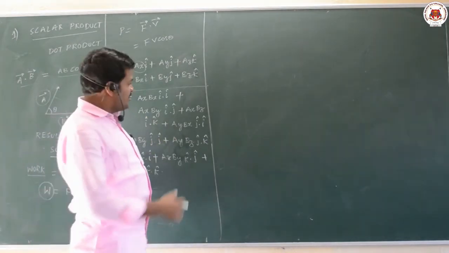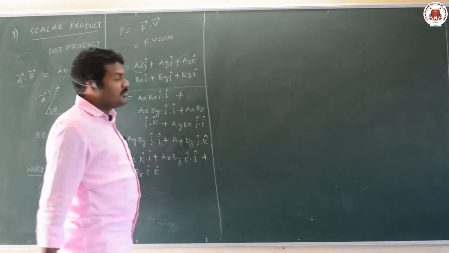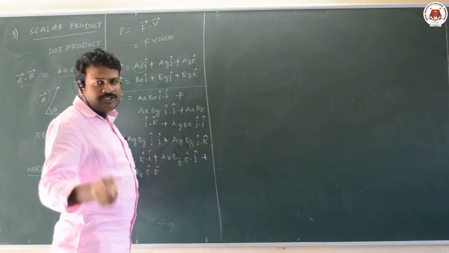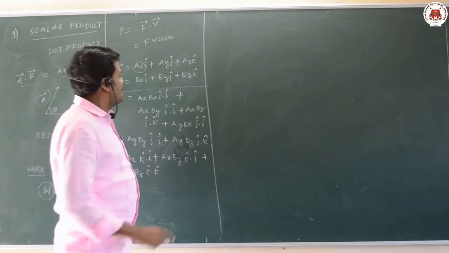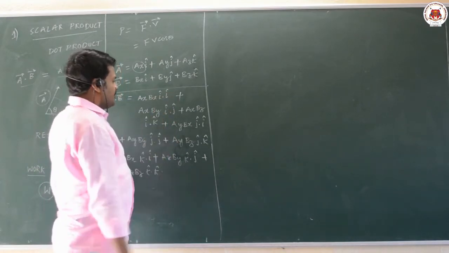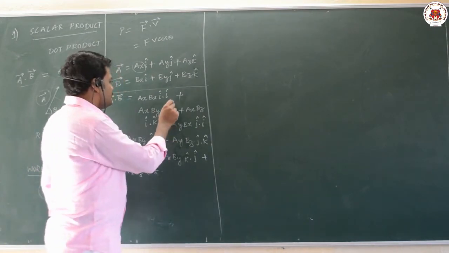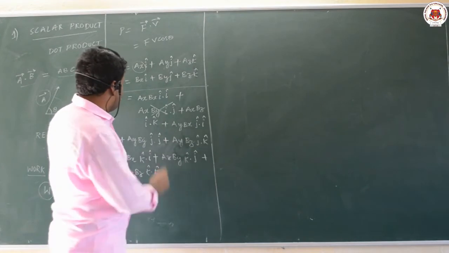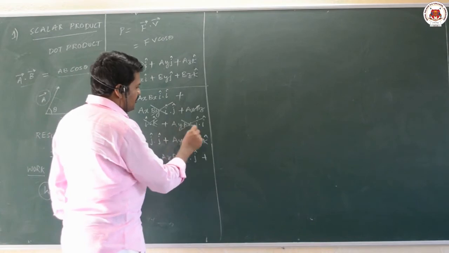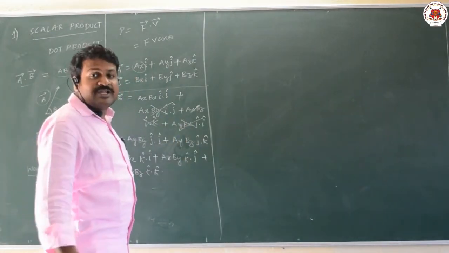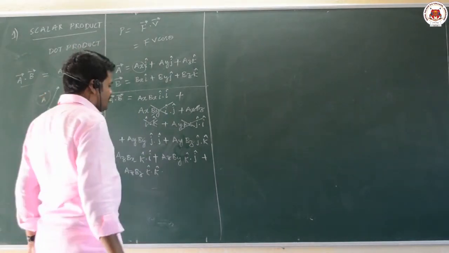Now you can simplify this. I dot i: magnitude of i is 1, so 1 into 1. What is angle between i and i? Angle between two same vectors is always 0. So this is 1. What is angle between i and j? 90. So i dot j will be 0, so this you can cancel. And i dot k also 0. And j dot i also 0, because angle between i and j is 90 degrees. Cos 90 is 0. The dot product of two perpendicular vectors is always 0.